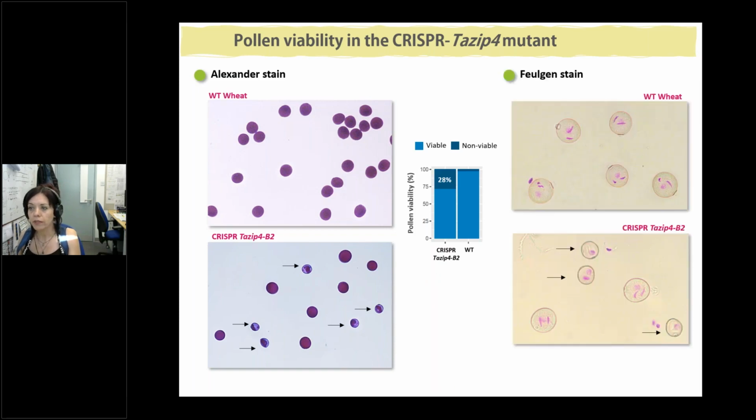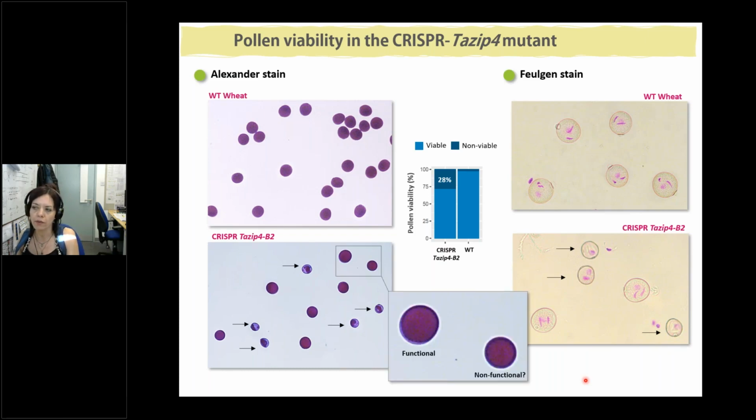Then I also used Feulgen staining to check the developmental stage of the pollen at anthesis. So you can see the wild type on the top showing normal trinucleated pollen. And about half of the pollen grains in the mutant were not mature trinucleated pollen. So these apparently contradicting results suggest that the small pollen grains in the ZIP4 mutant were a mixture of both non-viable, aborted pollen, and some immature, non-functional pollen that didn't reach the trinucleated stage, and therefore wasn't detected by the Alexander stain.